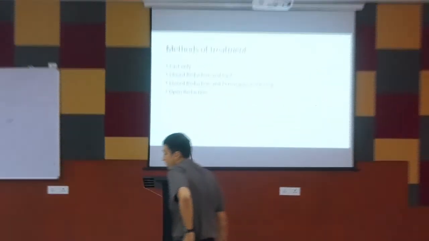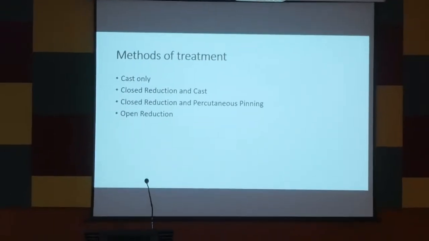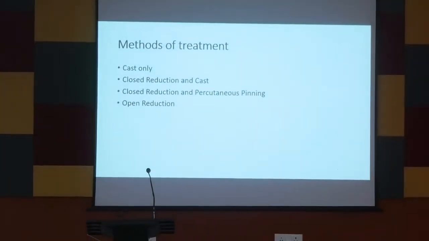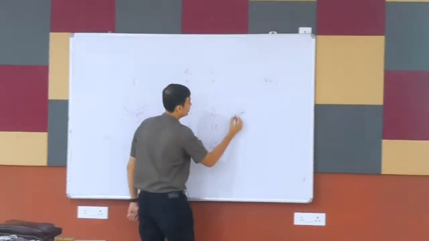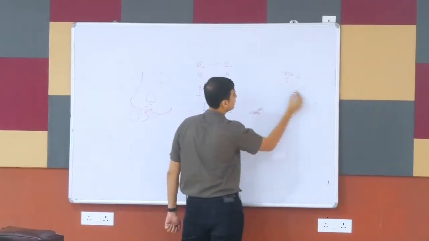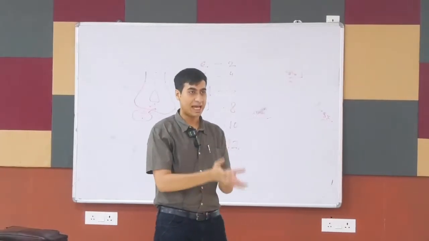So yeah, methods of treatment. How you want to treat, that is important. So there are two schools of management. One is conservative, another is operative. So you are going to manage it in two ways: conservative management and surgical management. Okay. Plaster of Paris, slab or a cast.